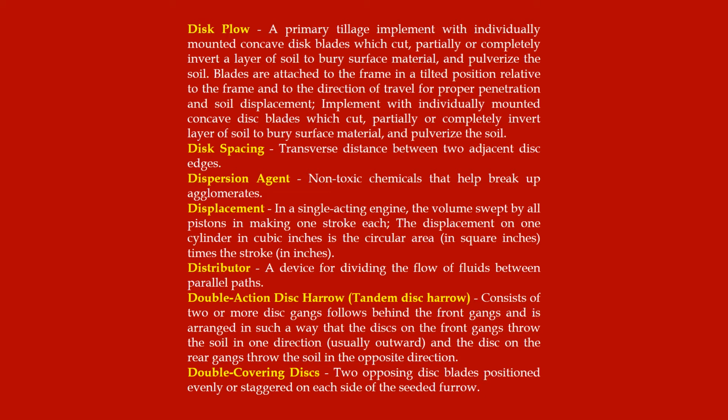Consists of 2 or more disc gangs, follows behind the front gangs and is arranged in such a way that the discs on the front gangs throw the soil in one direction, usually outward, and the discs on the rear gangs throw the soil in the opposite direction. Double covering discs. 2 opposing disc blades positioned evenly are staggered on each side of the seeded furrow.